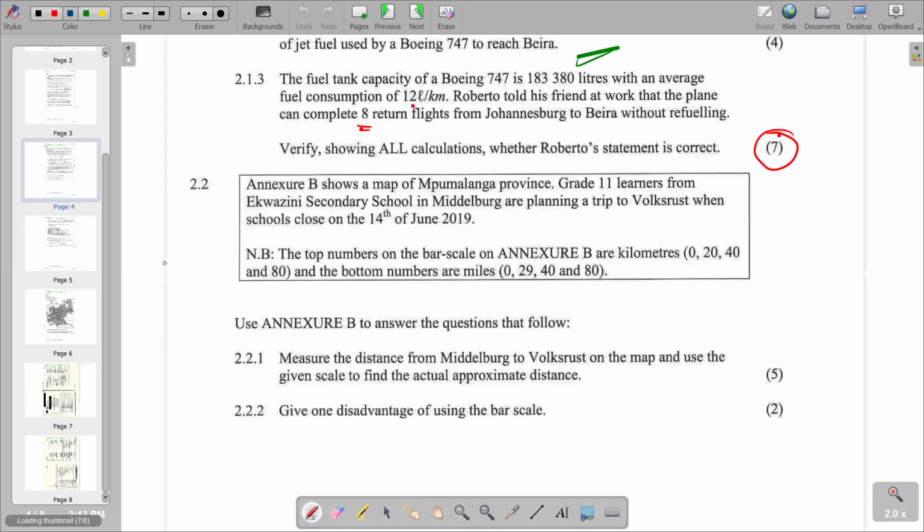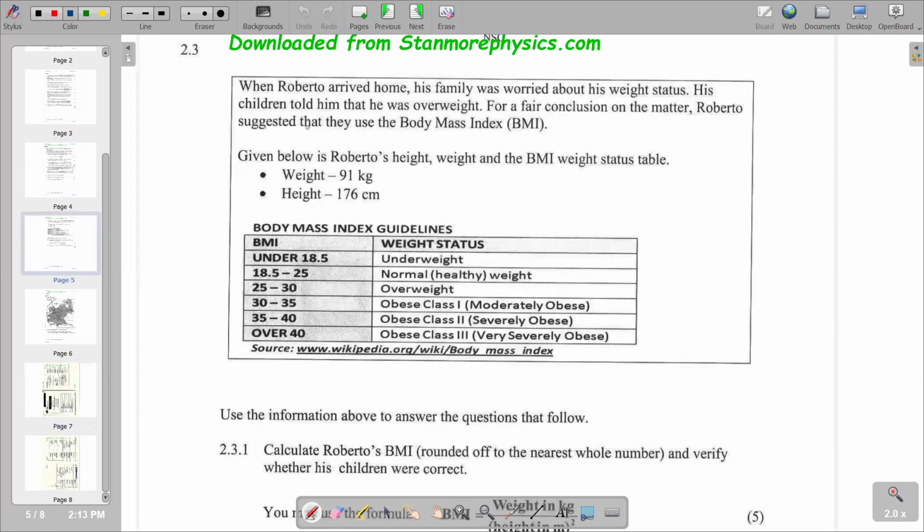Then we go to the next part, which is now 2.3. When Roberto arrived home, his family was worried about his weight status. His student told him that he was overweight. For a fair conclusion on the matter, Roberto suggested that they use the body mass index, which is the BMI. Given below is Roberto's height, weight, and the BMI weight status table. So this is the BMI weight status table that we have. Use the information above to answer the questions that follow.